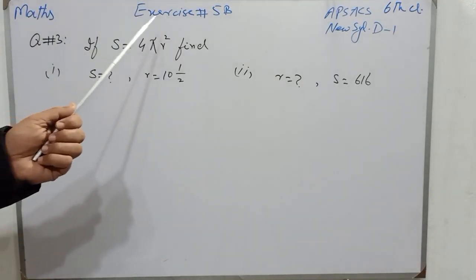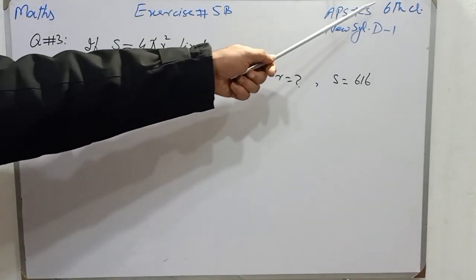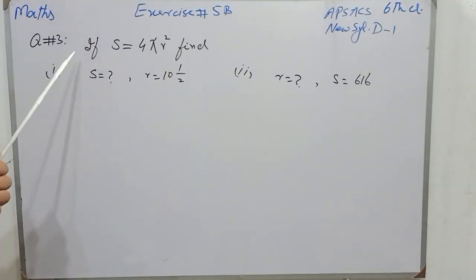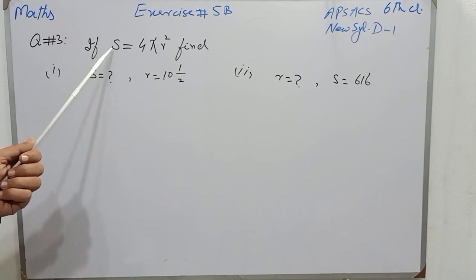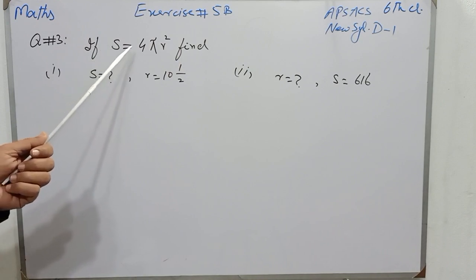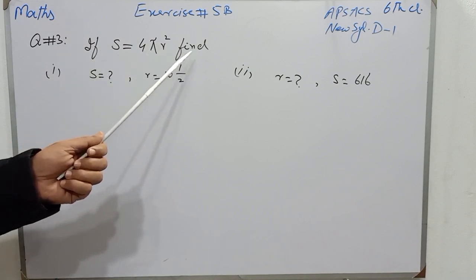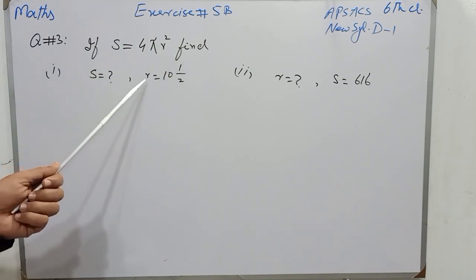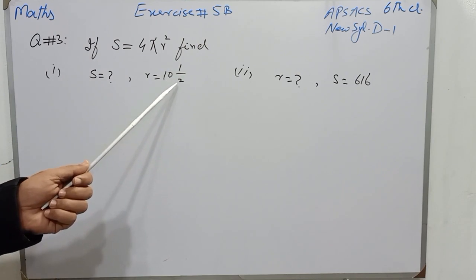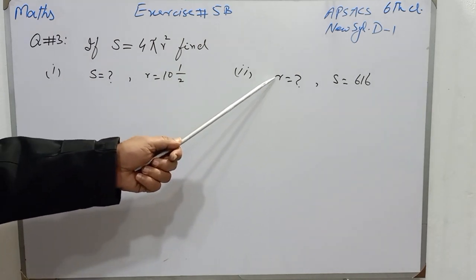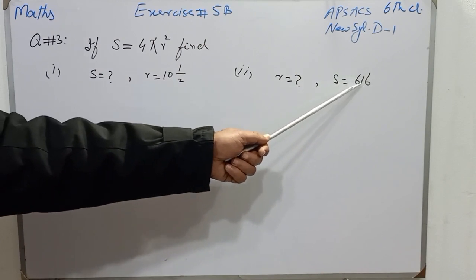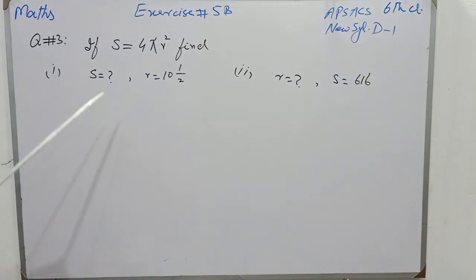Students, Mathematics Exercise 5D, Class 6, New Syllabus D1. Question number 3: if S, the surface area of a sphere, is equal to 4 pi r square, then we have to find the surface area of the sphere when r is equal to 10 whole number 1 over 2. In the second part, we have to find the radius when the surface area of the sphere is 616. So we will apply the formula.